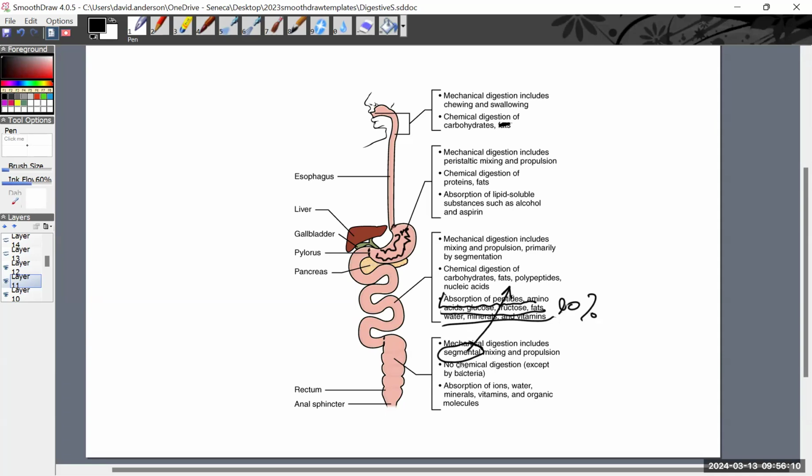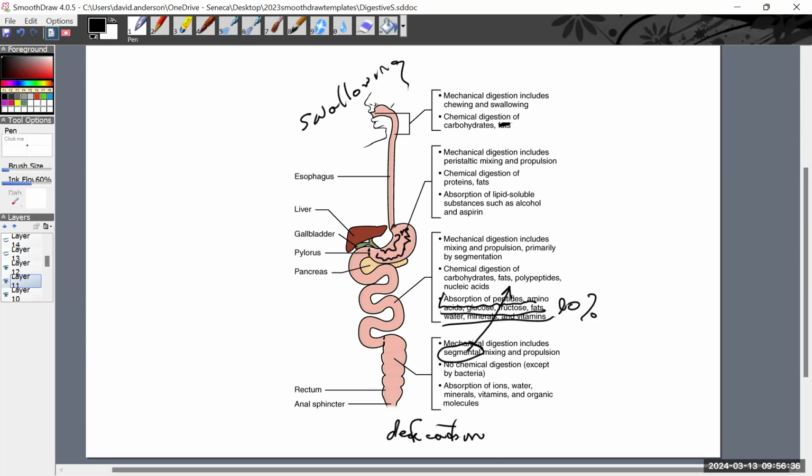No chemical digestion except a little bit by bacteria, absorption of some ions and water. And then the rectum: if the rectum stretches, it's going to initiate removal. And we started with swallowing. We finished with defecation. And in between, we've digested, secreted, and absorbed.